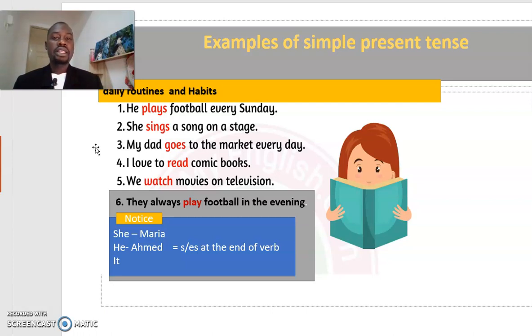If you see there in this one, we added es because of "goes," and because the subject, as we mentioned, is he. So that's why we use "goes."